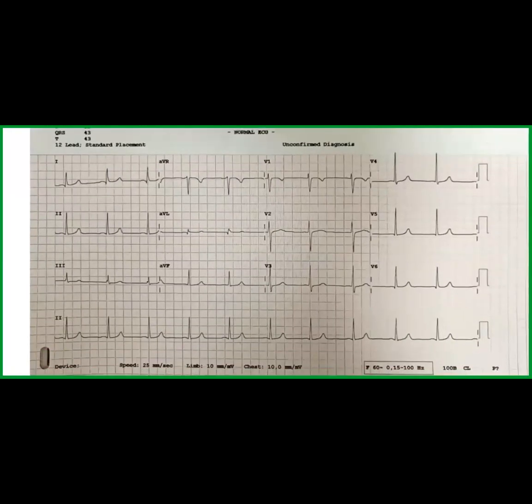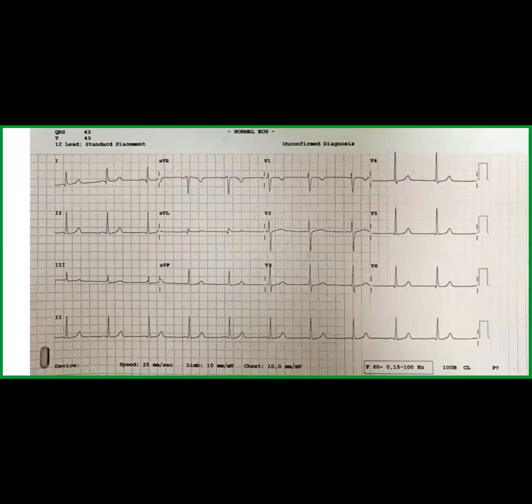Here we have lead 1, 2, 3, AVR, AVL, AVF, and then we also have our chest leads, which is V1 to V6. So basically what we're talking about here is that some of these leads are grouped into specific categories depending on how exactly they pick up their signal from the heart.